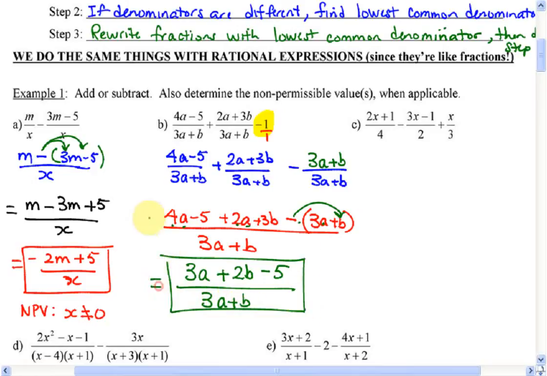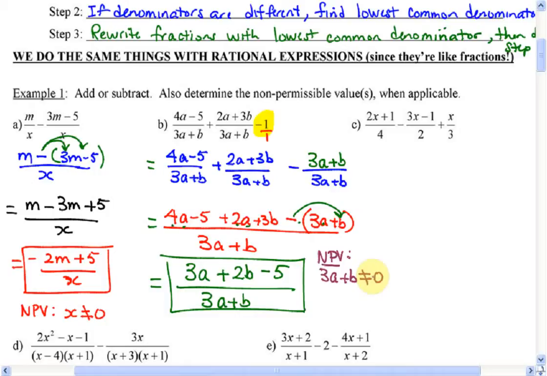Okay? That's it. What about NPVs? Right, what about NPVs? Thank you. So in this case, your NPV is you want the denominator not to be equal to 0. So I'm going to say 3a plus b cannot be equal to 0. Is that always the NPV? Yeah, the NPV is always to make the denominator not equal to 0. Yes. Okay. So make the denominator not equal to 0 is your NPV.